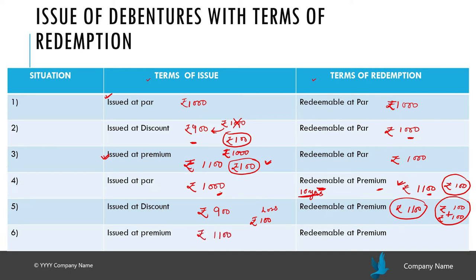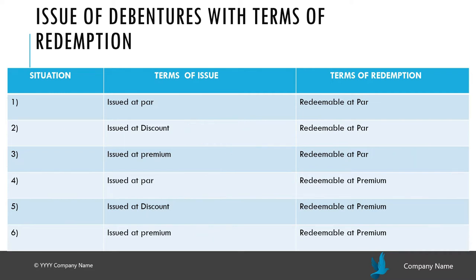The sixth condition could be the company issues debenture at premium. That means suppose the company issues at rupees 1100 but the company is going to redeem it also at premium. So this could also be the company's policy, redeem at premium. So it may be at 1100. So these all are the situations in which the company issues debenture with the terms of redemption. I hope you might have understood a bit.